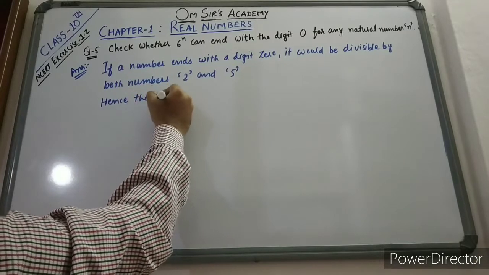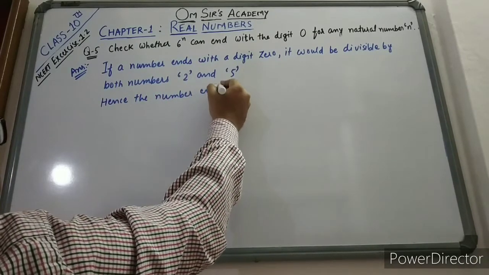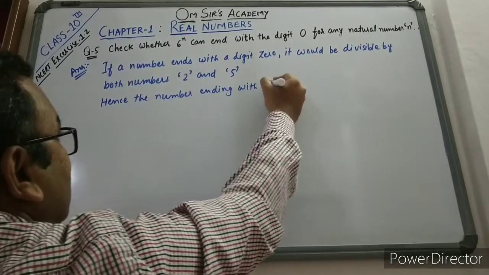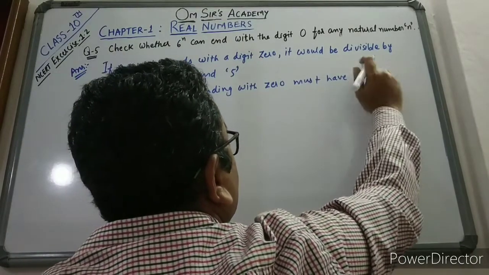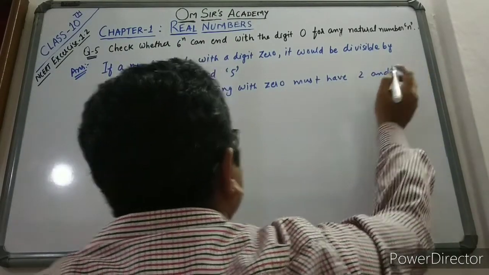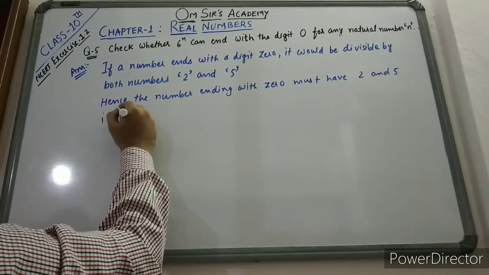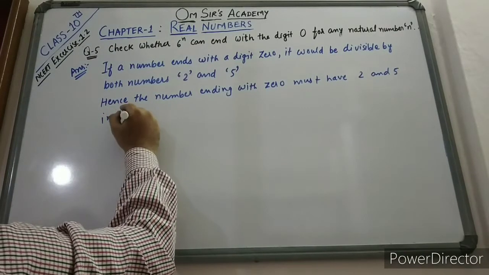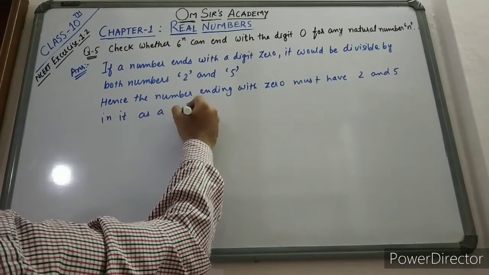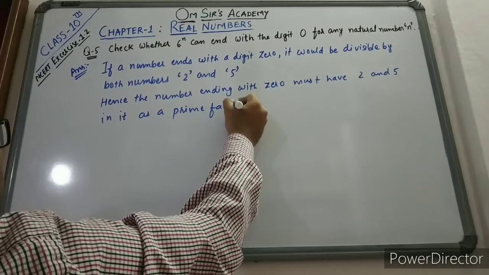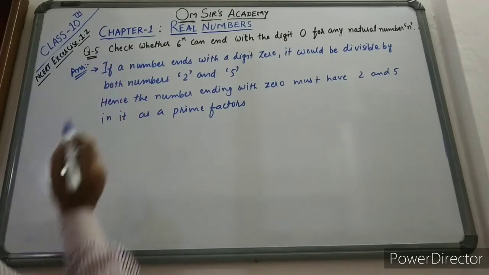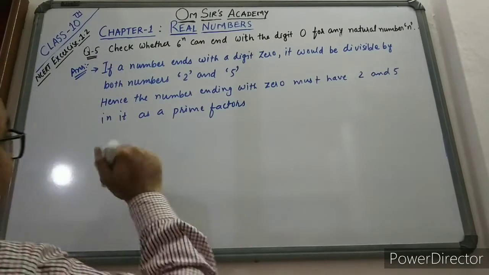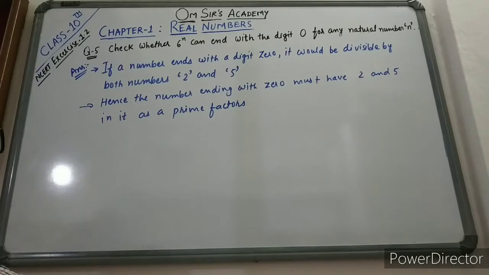Hence the number ending with unit digit 0 must have 2 and 5 in it as prime factors. So here the first point we wrote is, if a number ends with a digit 0, it would be divisible by 2 and 5. So another thing is what? That means 2 and 5 should be there in their prime factors.